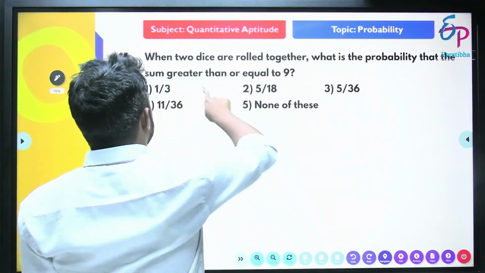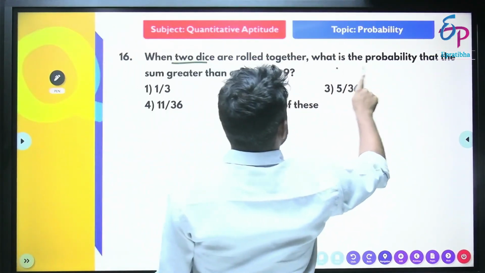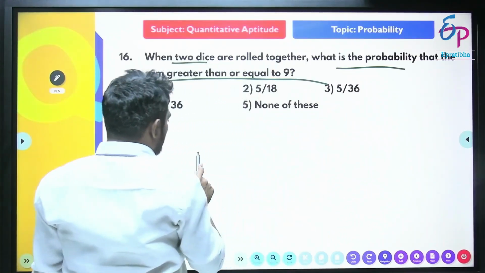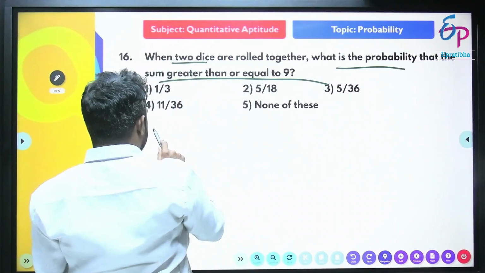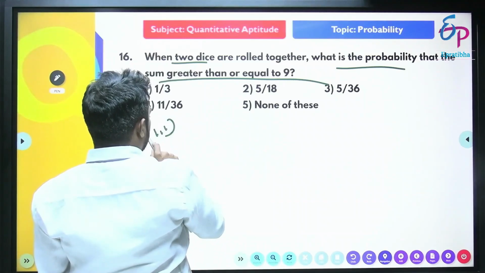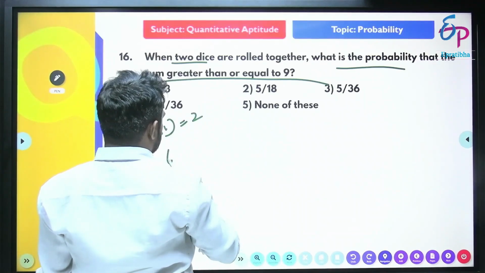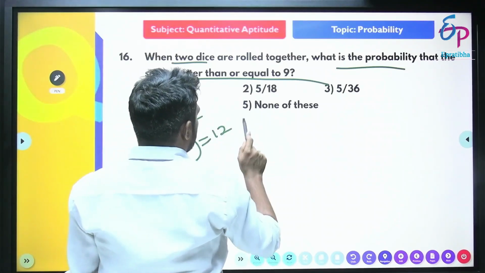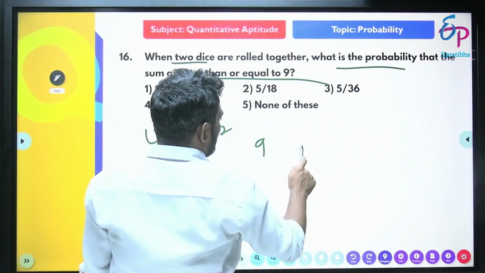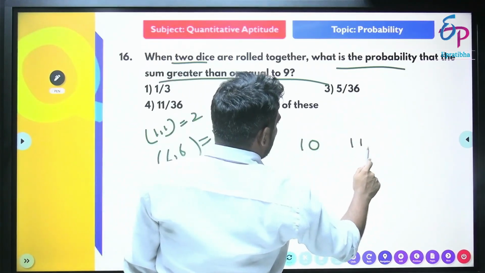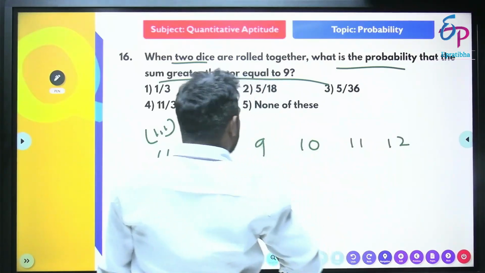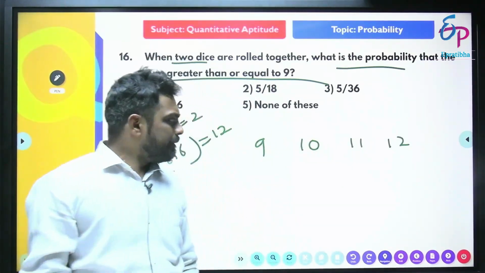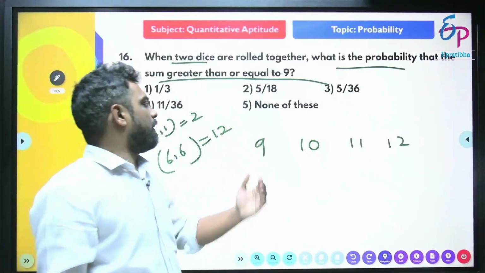When two dice are rolled together, what is the probability that the sum is greater than or equal to 9? Two dice rolled together, minimum is 1 plus 1, 2. Maximum is 6 plus 6, 12. But the sum is greater than or equal to 9, which means it is 9 or 10 or 11 or 12.